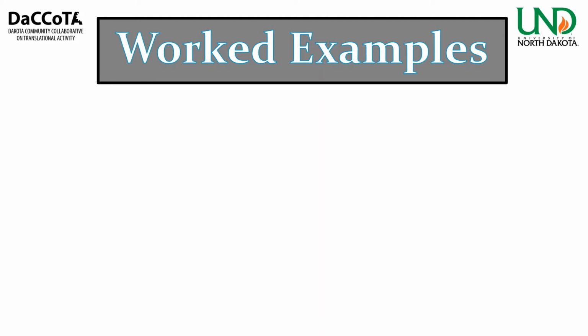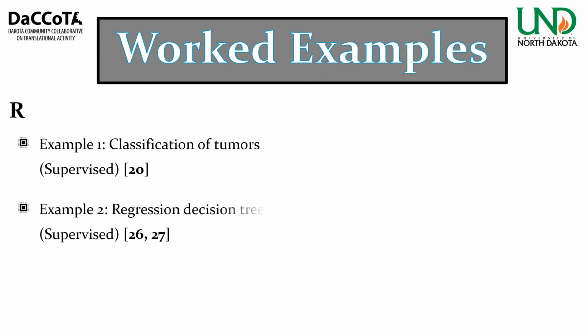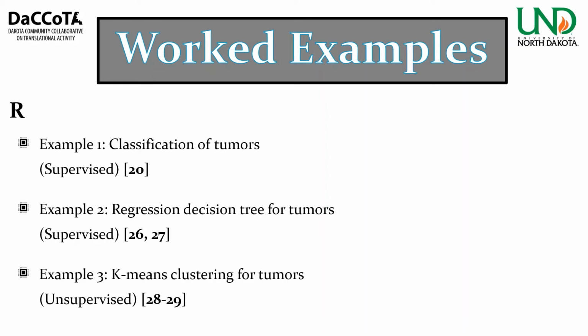Okay, time for some machine learning in action. I'll go over 3 simple examples in R. They'll be on classification, regression, and clustering. We'll do classifying tumors, regression decision trees for tumors. These are both supervised, and then k-means clustering for tumors, which is unsupervised.